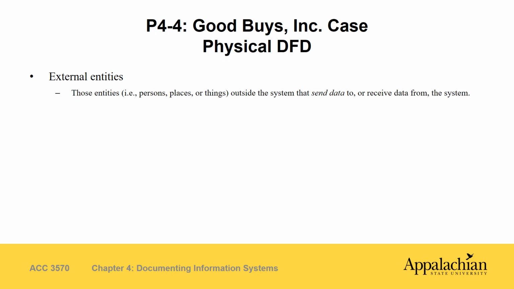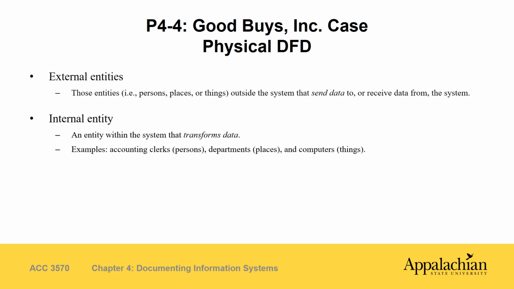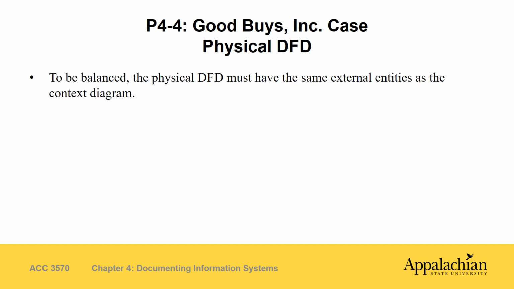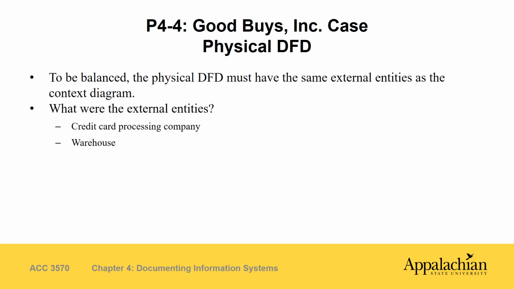So now let's have you create a physical data flow diagram on this Good Buys case. So the thing is, the internal entities and external entities, we talked about internal entities transform data and the external entities send data. You got to make sure it's balanced, that you have the same number of external entities as you do in your context diagram. So we talked about the external entities, credit card processing company and warehouse.